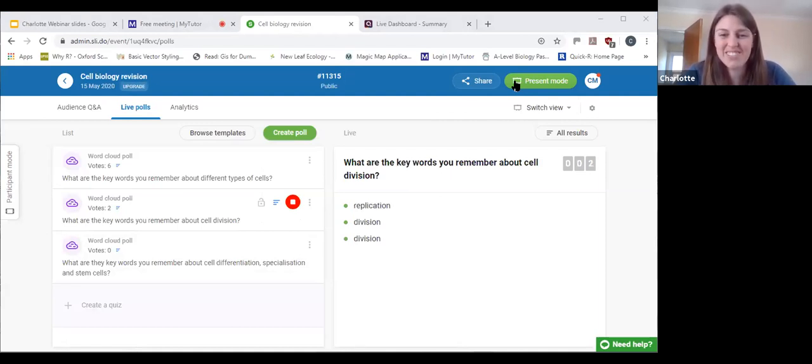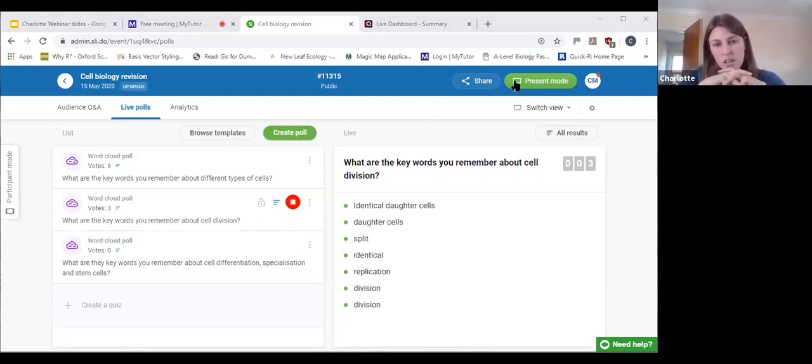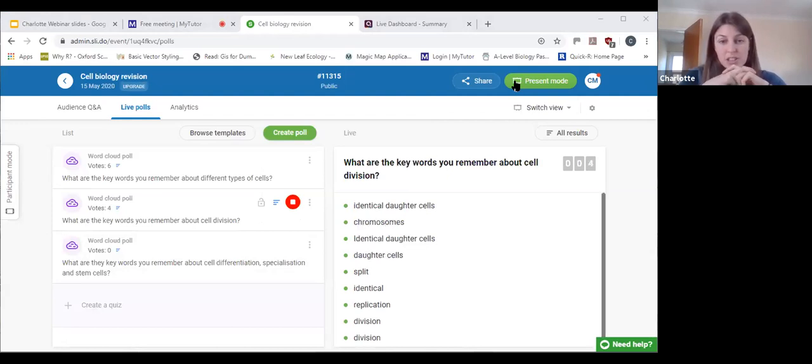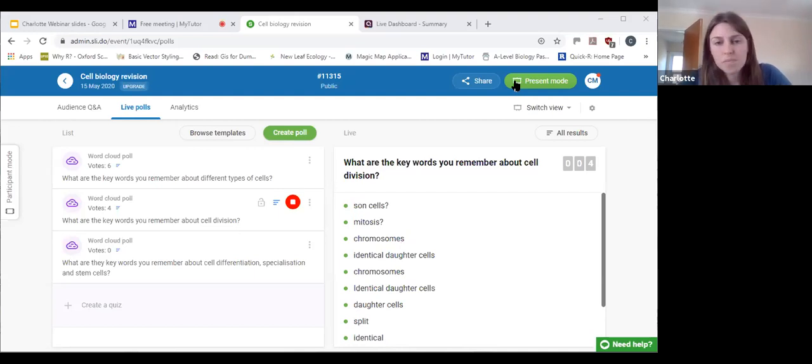Good, that's a good start. Division, replication, identical, yes. Split, good, yeah. What about the different stages? So we've got replication, daughter cells, well done. Chromosomes, yeah, really good. Identical daughter cells, good. That's a really good phrase that we've kind of learned today. Mitosis, exactly. And the final split there.